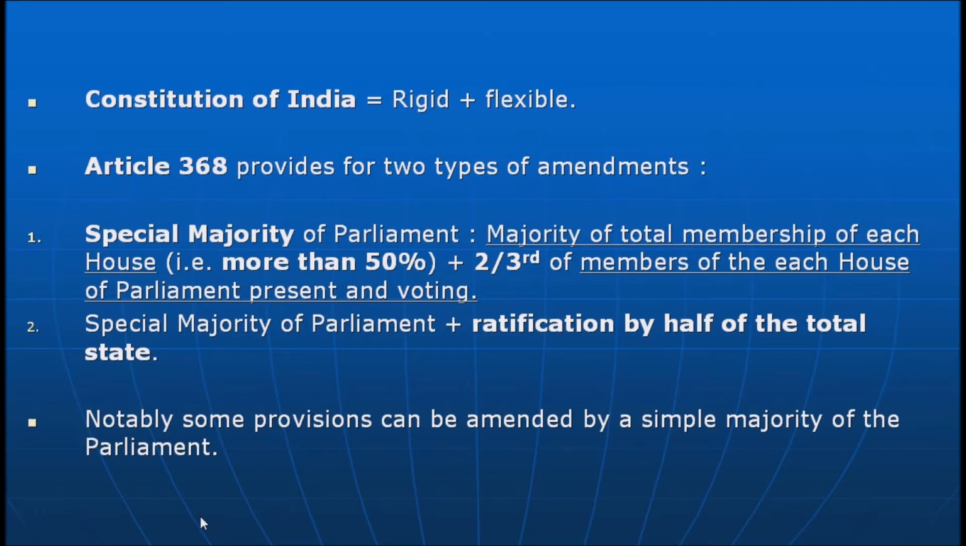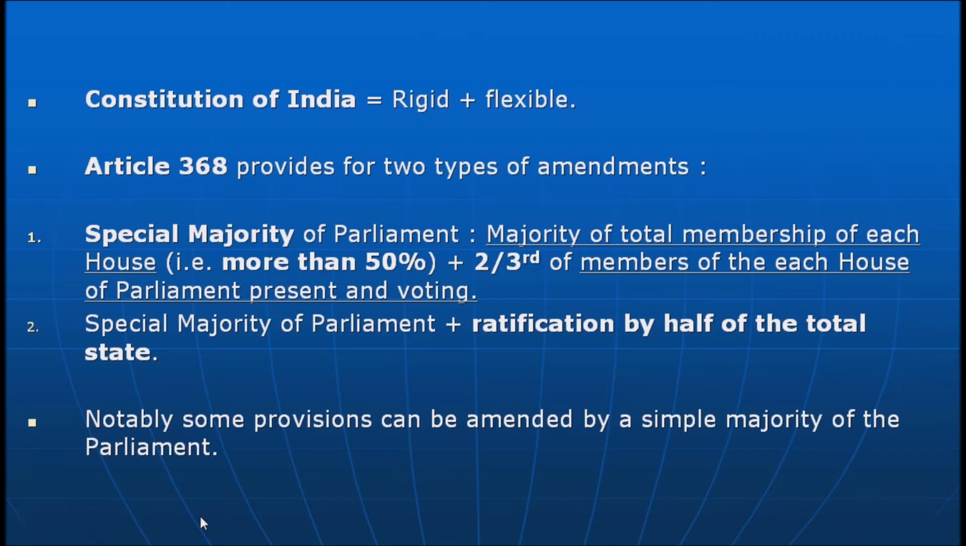In Article 368 of our constitution, there are two types of amendments given. The first is by special majority of Parliament, those amendments which can be passed with special majority. And what does special majority mean? It means the majority of the total membership of each house, that is more than 50%. For example, Lok Sabha has approximately 548 members. So more than 50% of that number, plus two-thirds of the members of each house present and voting during that time. That forms a special majority.